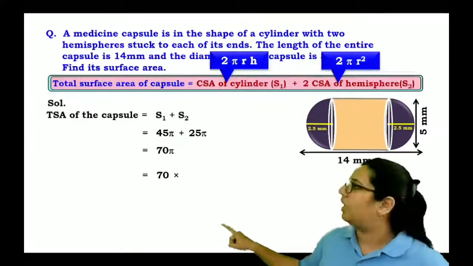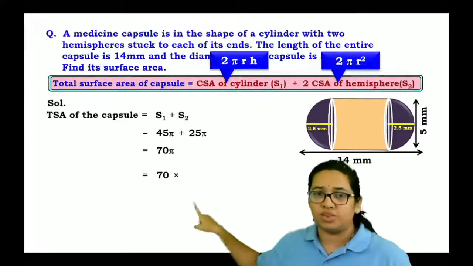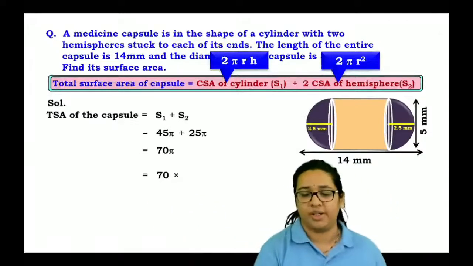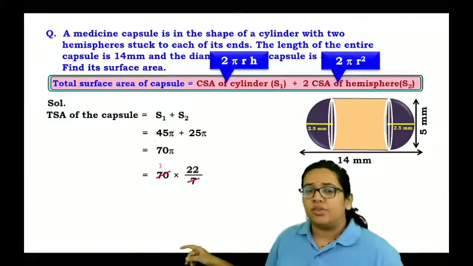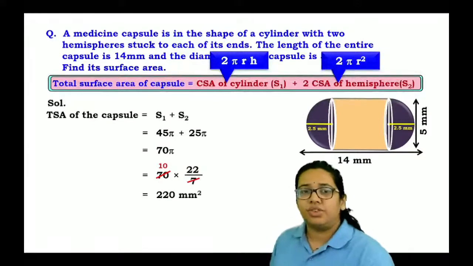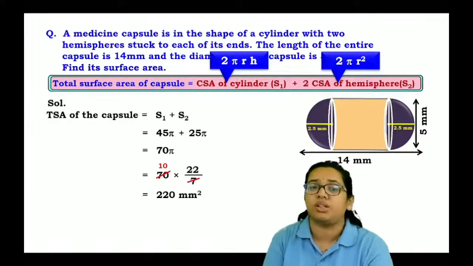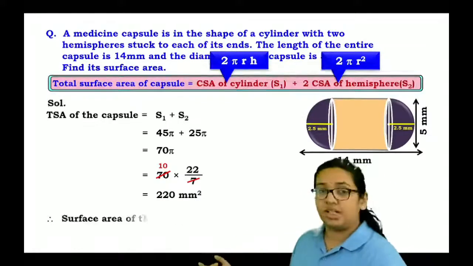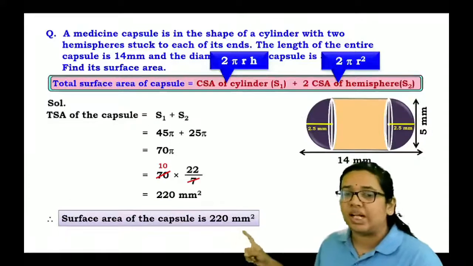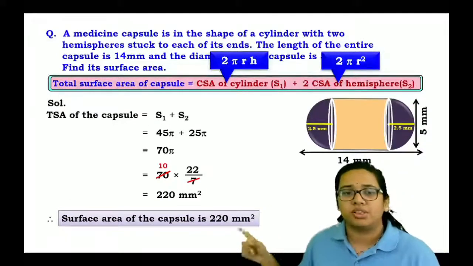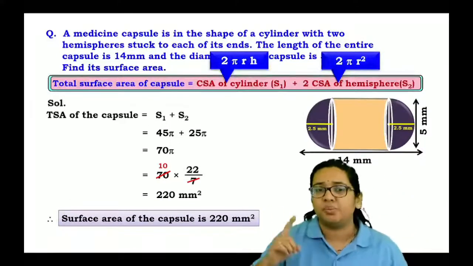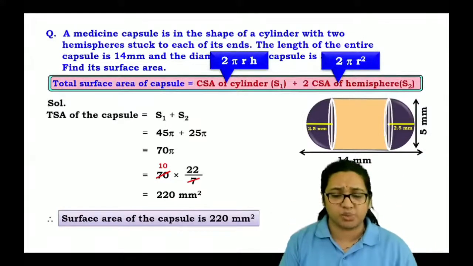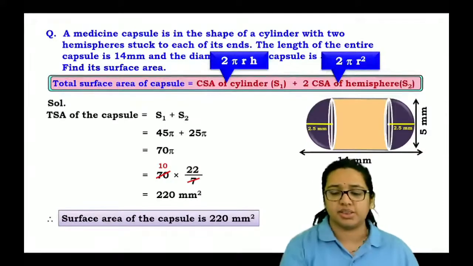Now we can put the value of pi as 22 upon 7, because you can easily simplify the 7 with 7. Right? So 7 ones are, 7 tens are. The final answer will be 220 square millimeter. The final answer is very important, okay, because it carries half a mark. Therefore, the surface area of the capsule will be 220 square millimeter. Done up to this? समझ में आ रहा है ये पूरा केस? Yes?